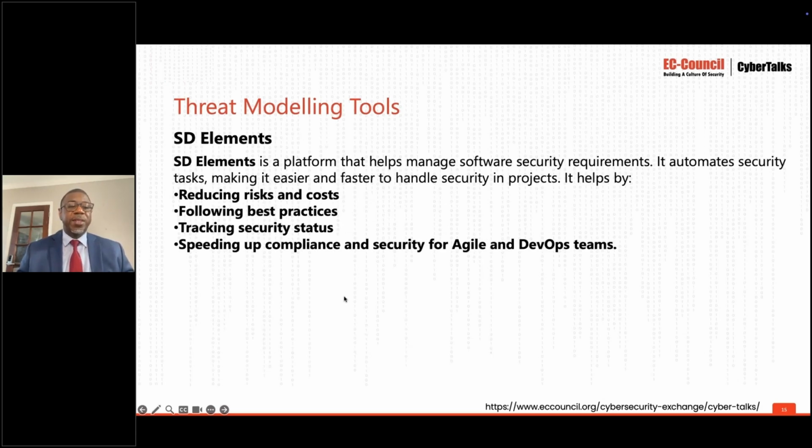And as the elements, what it does is reduce the risks and costs, and that's one of the things that we want to do. We want to reduce risks, we want to reduce costs. It follows best practices. That's another key thing we want to ensure that we are doing: following tested best practices. You want to be able to track your security status, and you want to be able to speed up compliance and security, agile for dev team. So you want to be able to assist the dev team as we go through the development process. This will help us in that one.